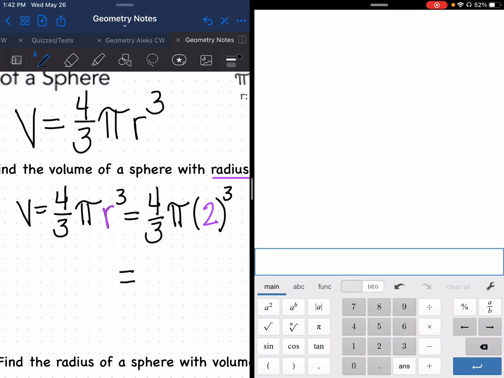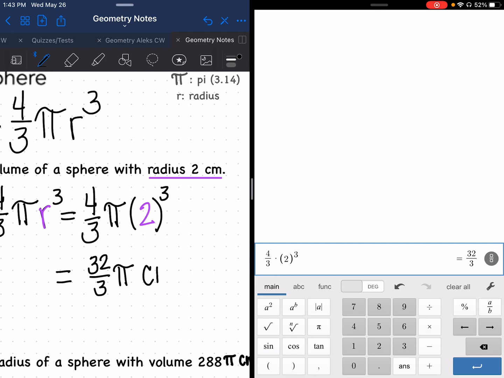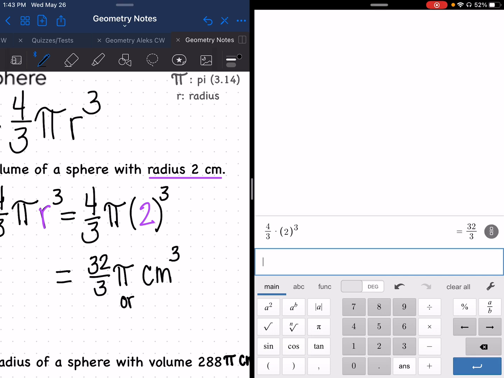So let me go ahead and show you that. I'm going to go ahead and clear all of that. I would put 4/3 in first. Oops, I want to go to the bottom. There we go. And then I would multiply that times 2 to the third power. Now notice it is giving me a decimal, so I'm going to go ahead and change that to a fraction. And I could think of this as 32/3 pi. And what was the unit? Centimeters cubed.